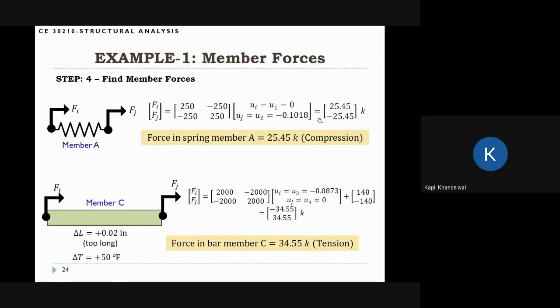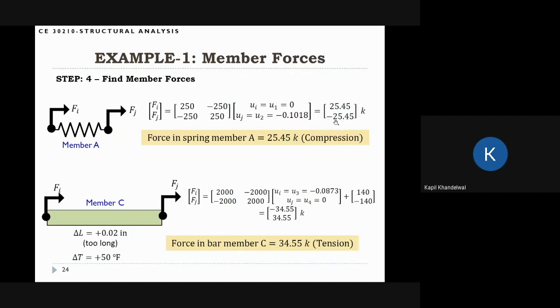So for the spring member A, there is no other effect. So we take the stiffness matrix multiplied by the displacements. So for this case, Ui is U1, Uj is U2. So Ui, U1, is given to us. That was 0 because this support was fixed. And U2 is the calculation we have done, and we get the answer here. So you can see that looking at it, we can see that this force in the spring is 25.45 compression.